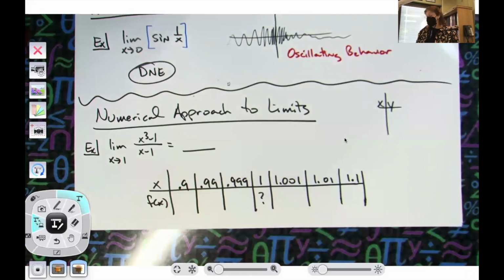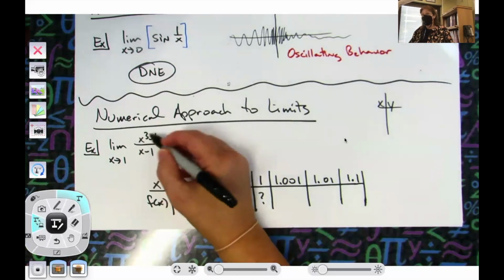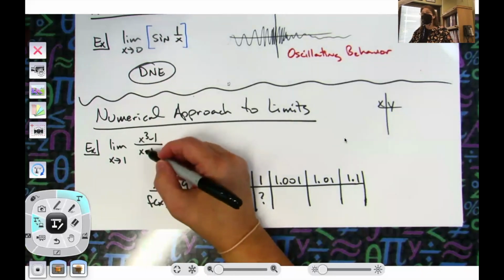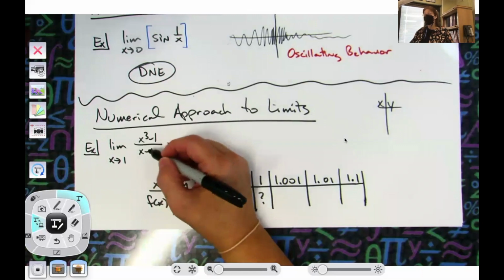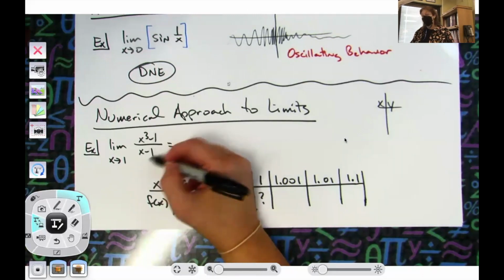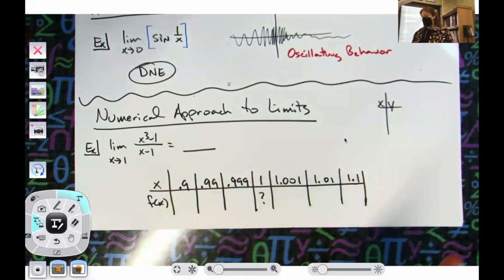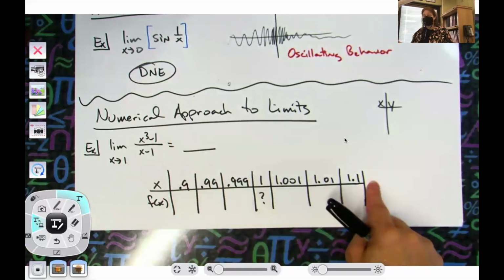Now if you want to make your life easy, obviously at this point you'd grab your calculator. I'm going to let you use your graphing calculator. You'd put this into Y1. Yeah, it's early this morning. You're going to put this into Y1. You're going to have that set on ask. You're going to put those values in, and it's going to spit them out for you.